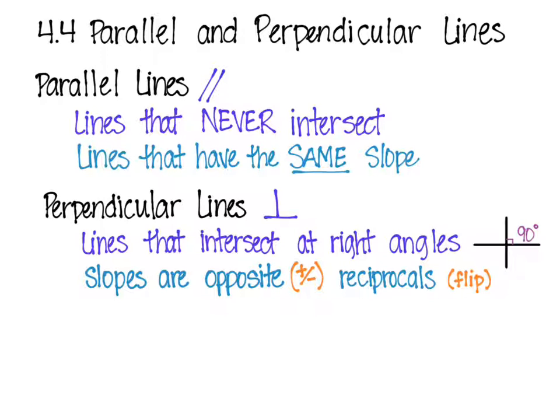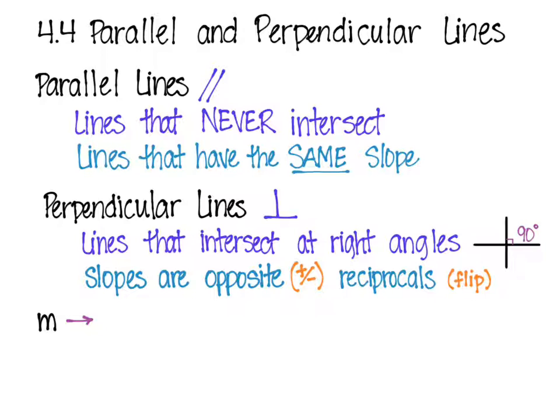We also know that their slopes are what we call opposite reciprocals. Sometimes people will say the negative reciprocal, but the mathematical phrase is really opposite reciprocal. Opposite means if it was positive, change it to negative. If it was negative, change it to positive. So we want the opposite sign. And reciprocal means to flip it.